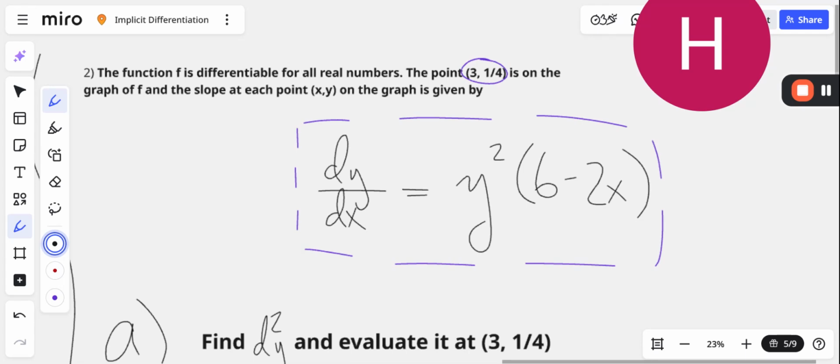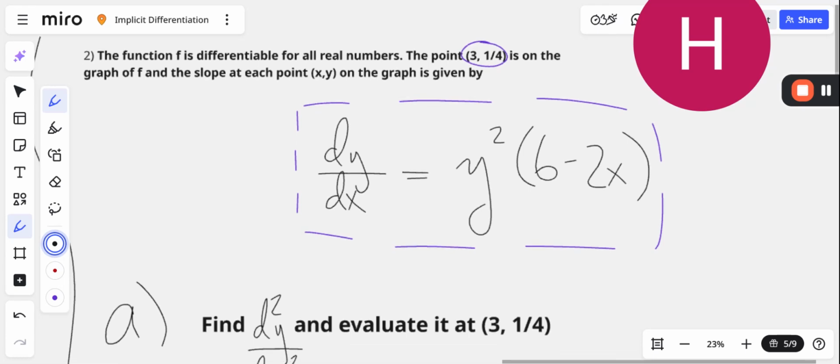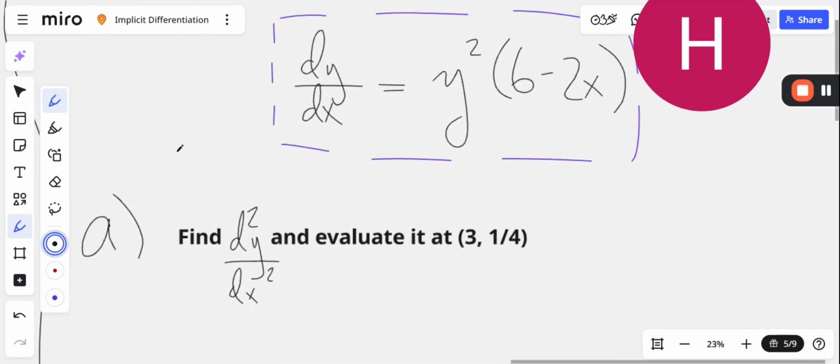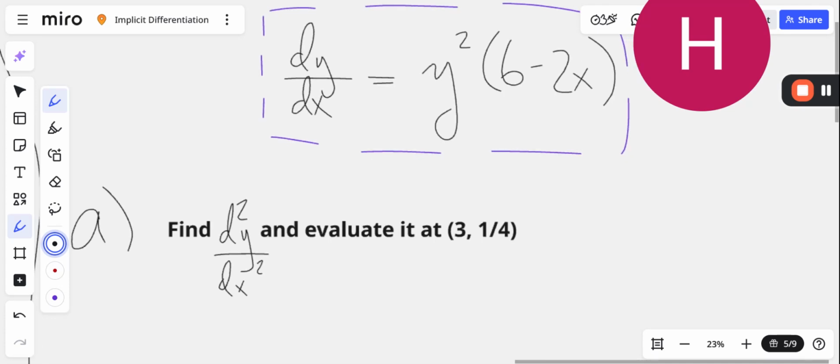So presumably, and this is accurate, we're not going to be expected to go back and check to find any y values or to find any x values. We are given a point, x and y, so that we do not have to rely on any other curve equation. Well, let's get into this. Find d squared y dx squared and evaluate it at (3, 1/4).